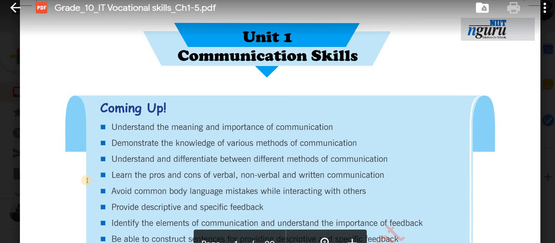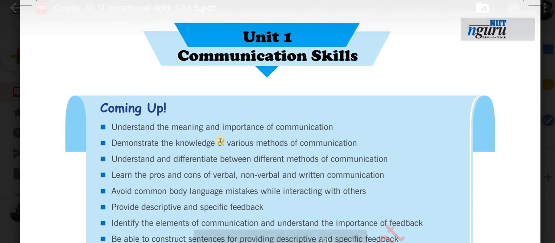As we discussed in our last video, we were going to start digital documentation, but there is a change of plan. Instead, we will start the unit Employability Skills. The other school is also following this unit first, so I have to follow it in order to maintain the collaboration. Let's do it. Communication skills, first one.